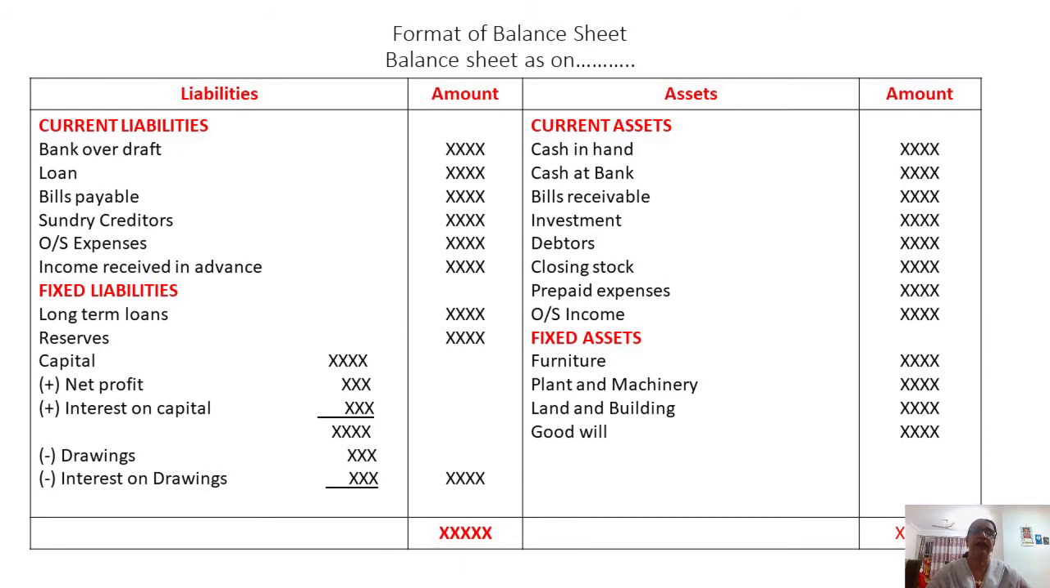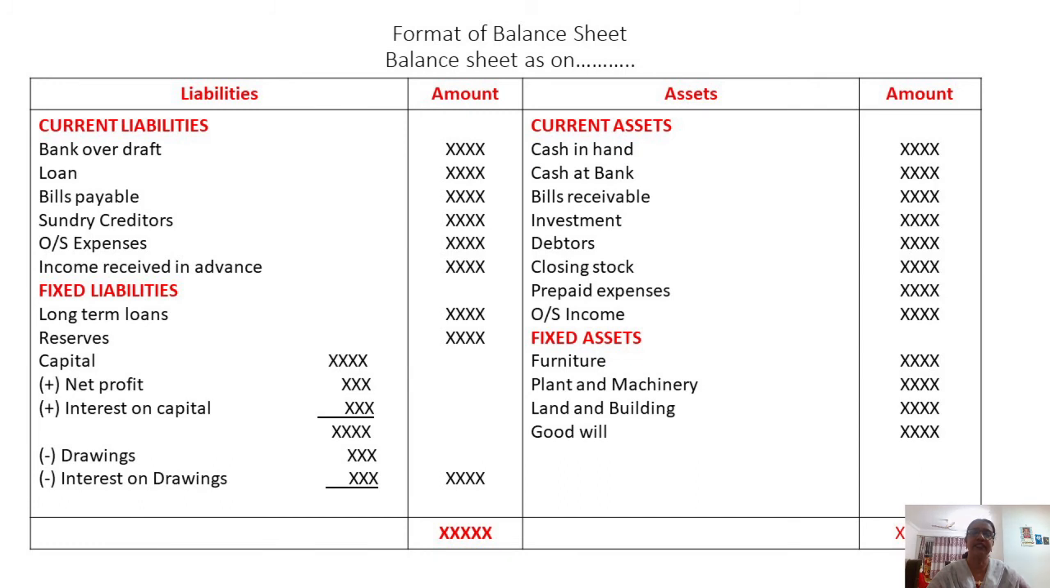Then current assets. Current assets means again the assets, the property or the asset, which can be converted into cash in a short span of time. Okay, in a short period which can be converted into cash. Cash in hand, which is most liquid cash. You have cash in your hand, that is considered as an asset. Then cash at bank. Anytime you can withdraw cash from your bank, that is also a liquid asset.